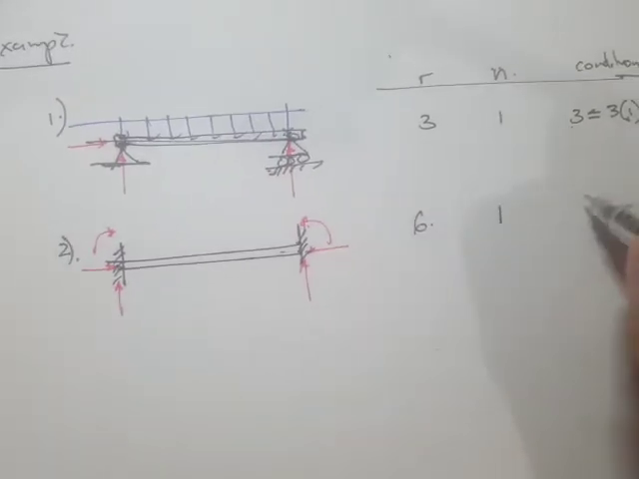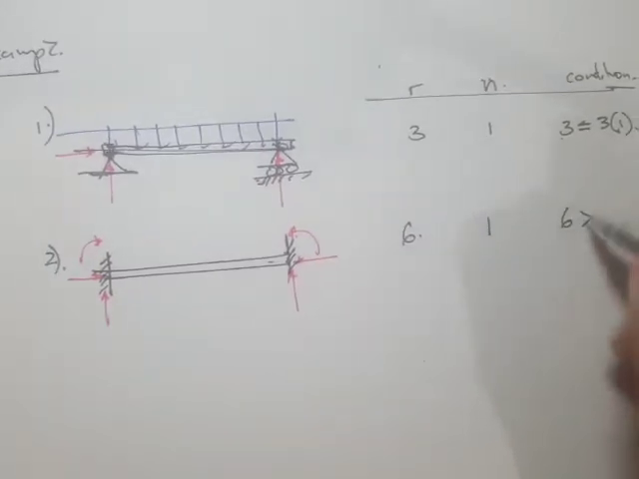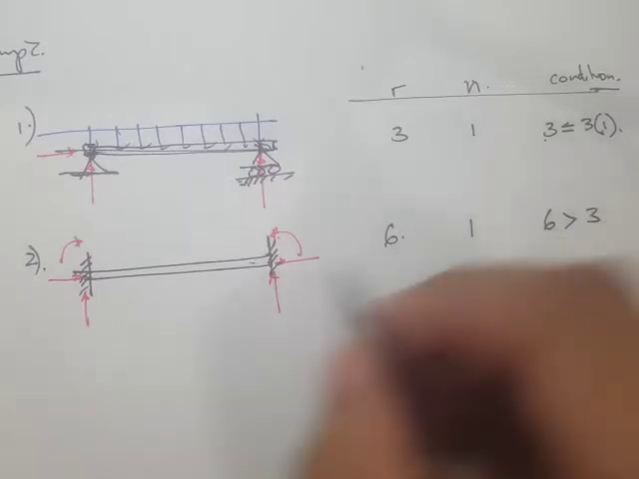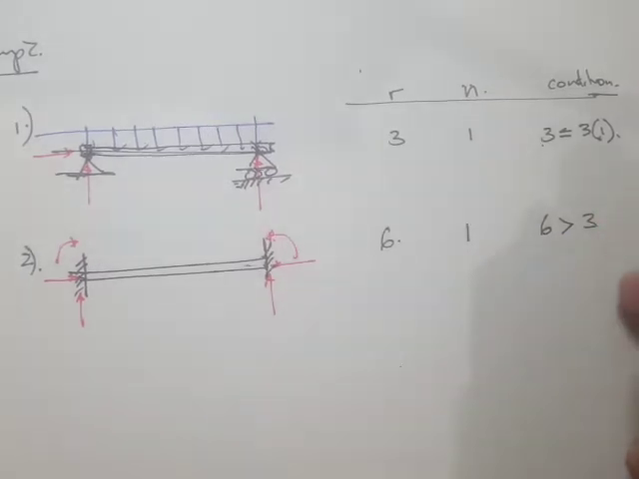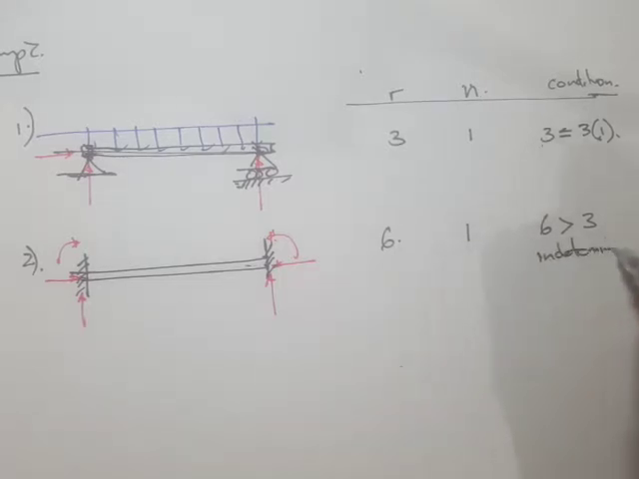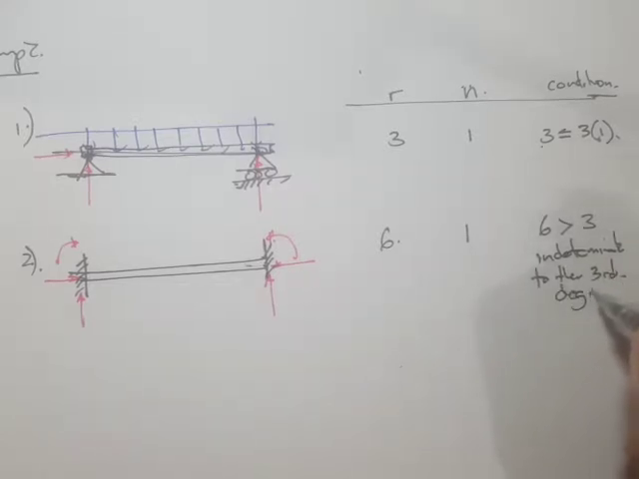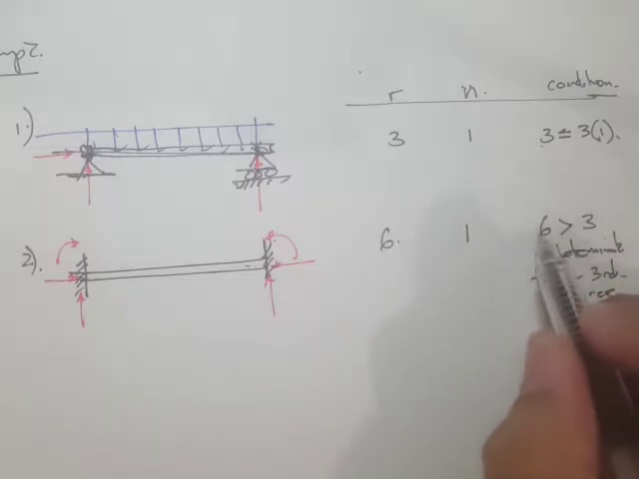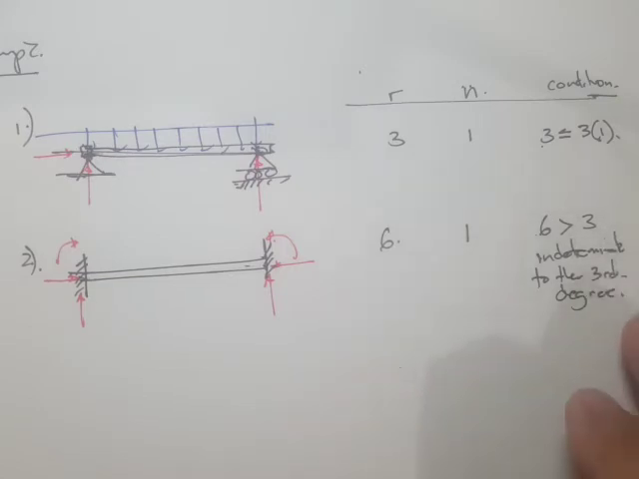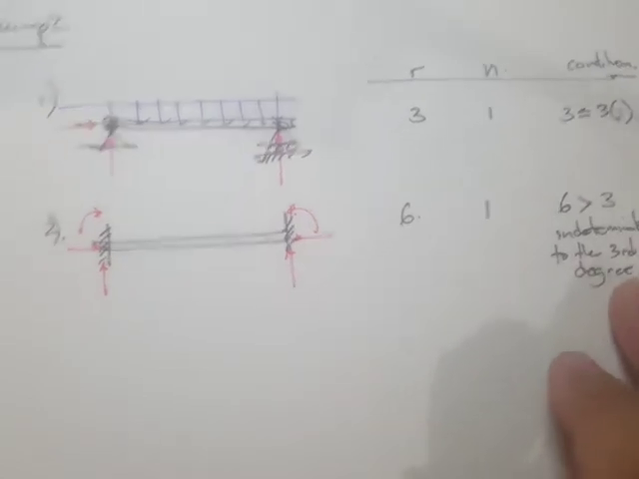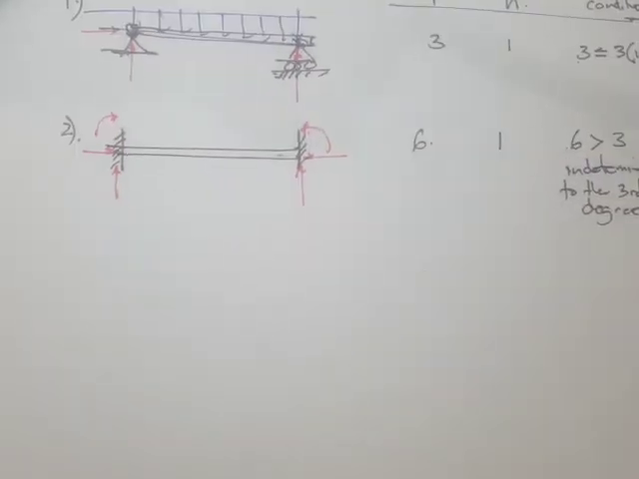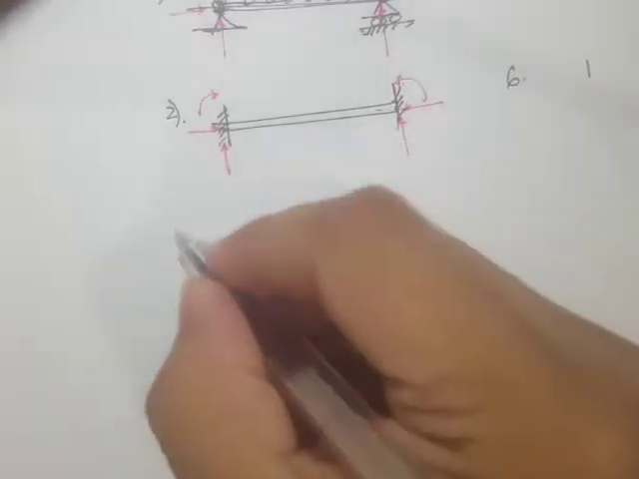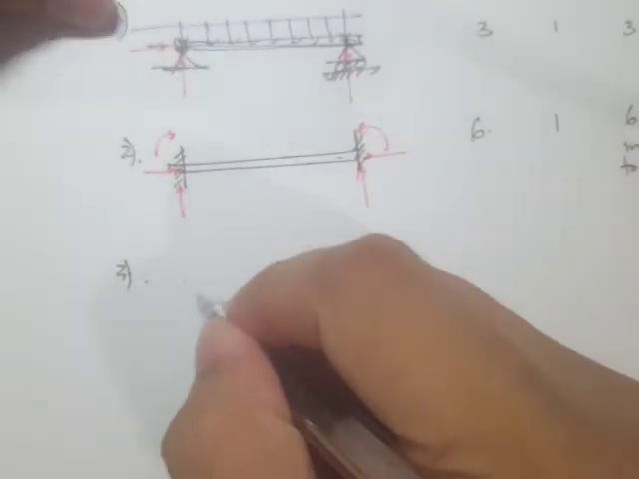This is 1. So in other words, 6, the number of unknowns, is greater than the number of independent equilibrium equations. So this is indeterminate to the 3rd degree. You just simply subtract 3 from this 6, so 6 minus 3 is the degree of indeterminacy.